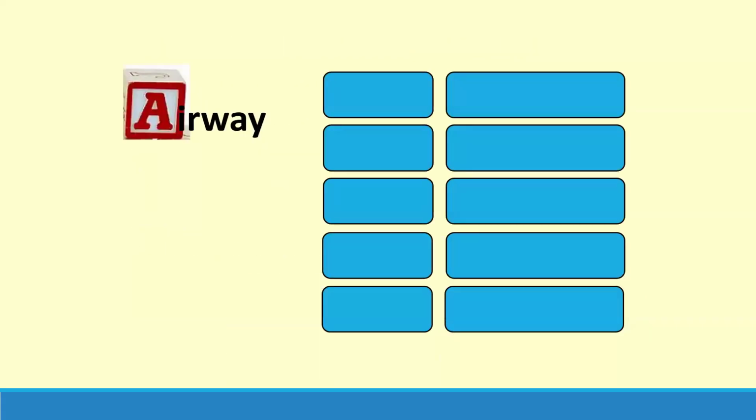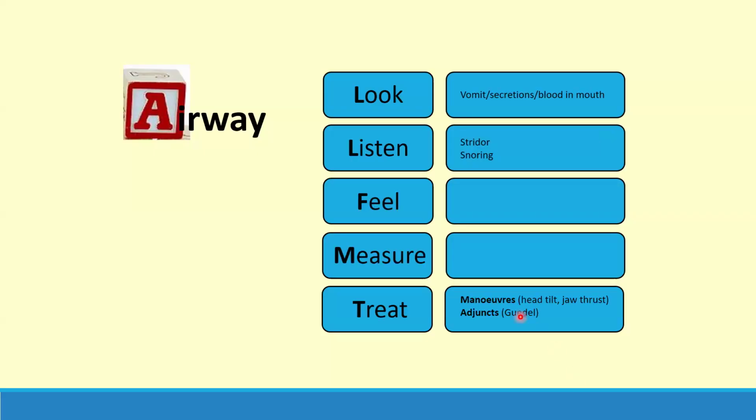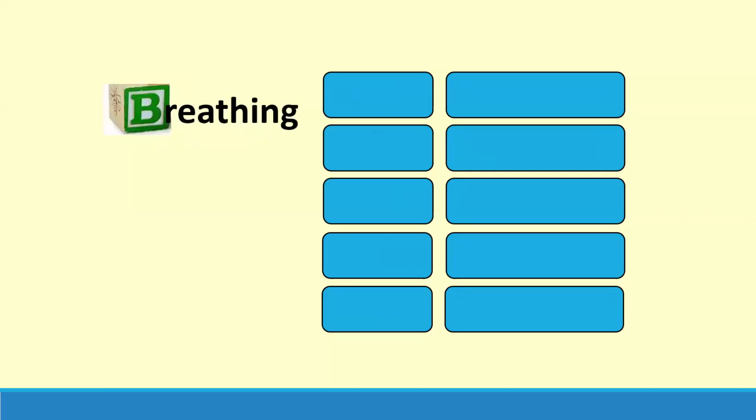Right, I'll whiz through these because it gets a bit tedious going through all the same stuff again. So what we're going to see for a child in DIC, probably not a great deal. Perhaps they'll be vomiting, perhaps there might be blood in their mouth because they're not clotting properly. Listen, you might hear some stridor if they've lost their GCS. Nothing to feel, measure, or particularly treat. I mean, you can manage the upper airway until help arrives.